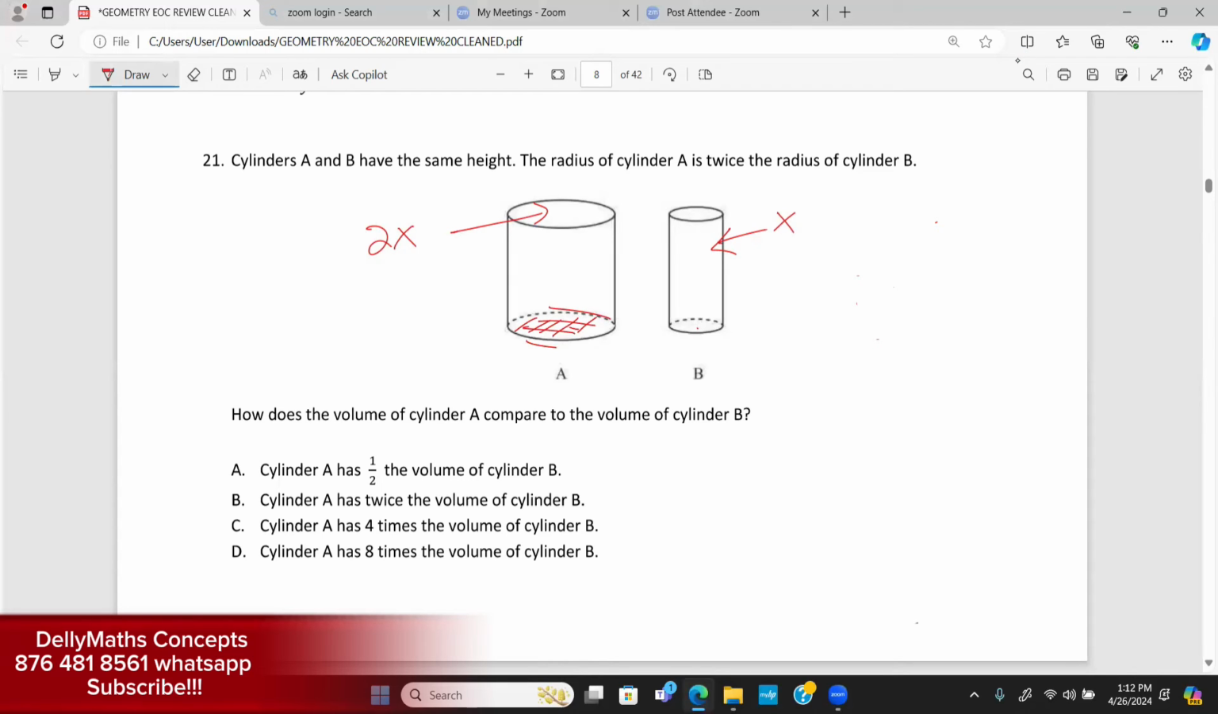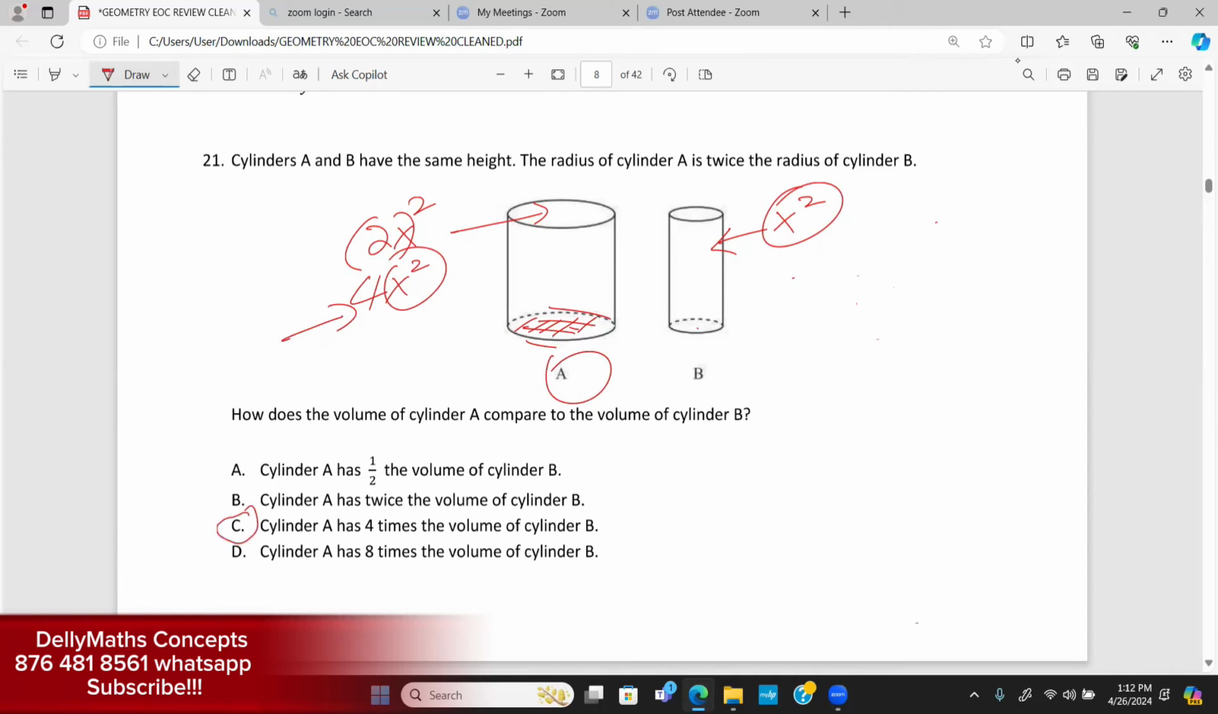I'm going to square x, you get x squared. If I square this, though, I'm going to get 4x squared. You're noticing that I'm still getting back x squared. It's just that this one will be 4 times whatever this is. So what I'm looking at is A will be 4 times. All right, so cylinder A has 4 times exactly. This is what I want.